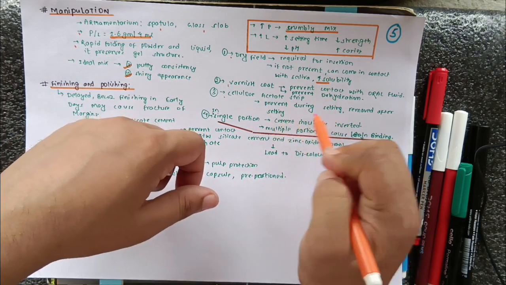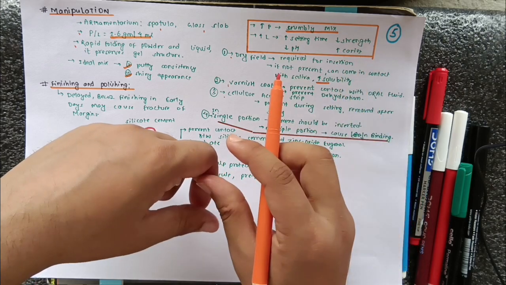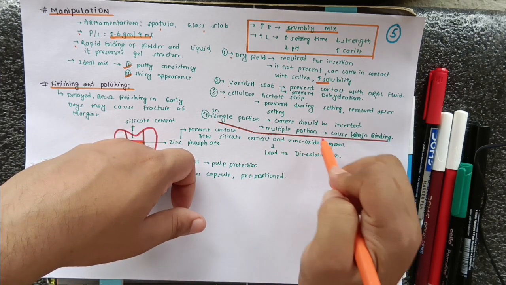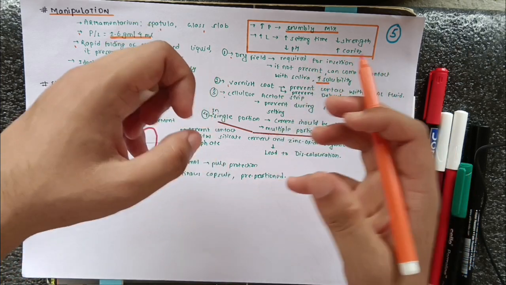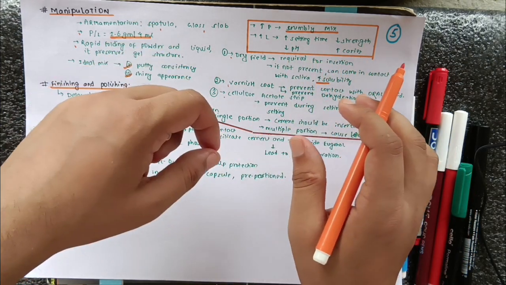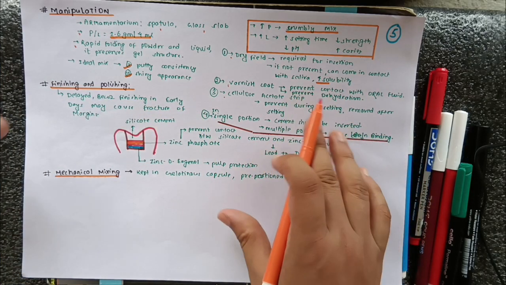Similarly, when we are inserting the silicate cement, we should insert it in a single portion. Multiple portions can cause a decrease in the binding force, and proper binding and proper restoration does not happen when we keep the cement in multiple portions. Now, in our another topic, that is finishing and polishing.